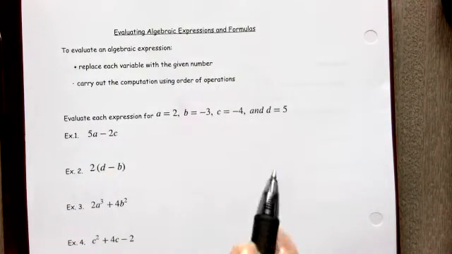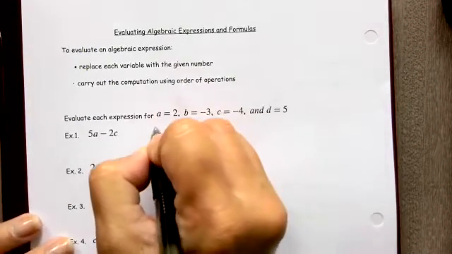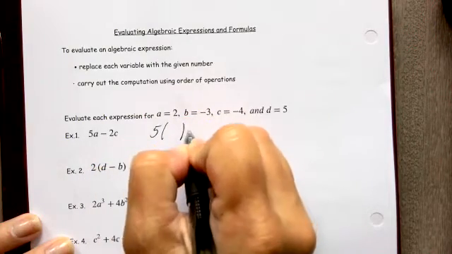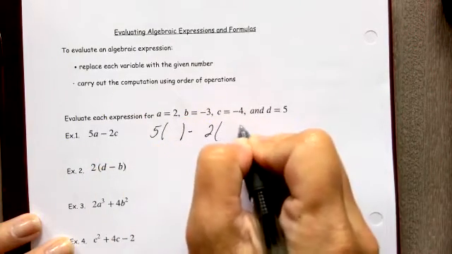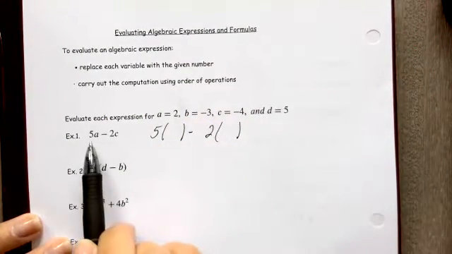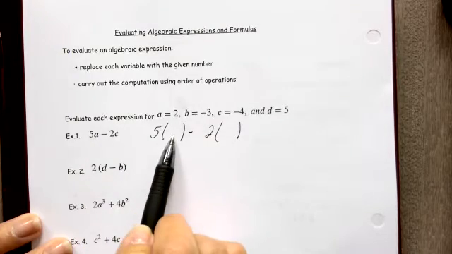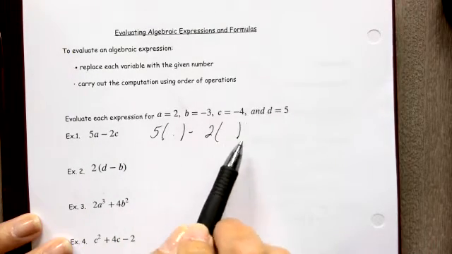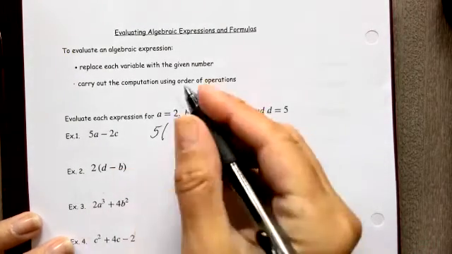using order of operations. One thing I do stress is that before you replace the variable with a number, replace it with parentheses first. That way you can watch your signs.